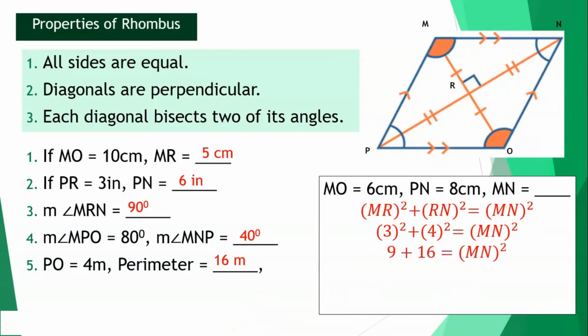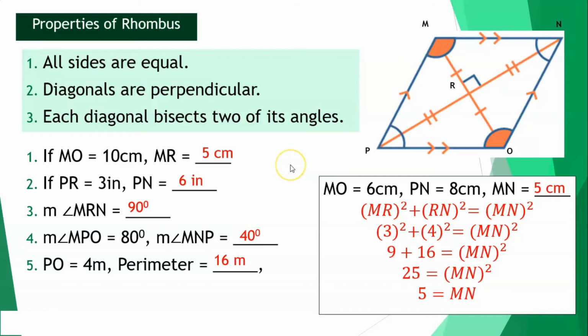So with this, simplifying, we'll get 9 plus 16, or that would be 25, getting the square root of both sides. So therefore, the length of M to N is 5 cm. So take note of that. That is for rhombus. Okay.